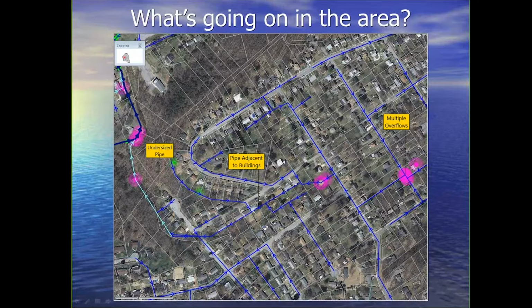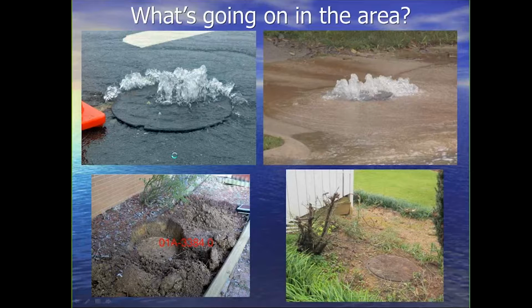So these were the overflows I referenced a minute ago, and the SMA would stop right here. But we also had more overflows here. These pipes here are directly adjacent to buildings, and we had some undersized pipe. So this is footage or photos of actually the overflows that I'm referencing. This is a manhole that's around 2.5 feet from a building, and another one that's around 3 feet. So clearly there's a few issues going on in this area.